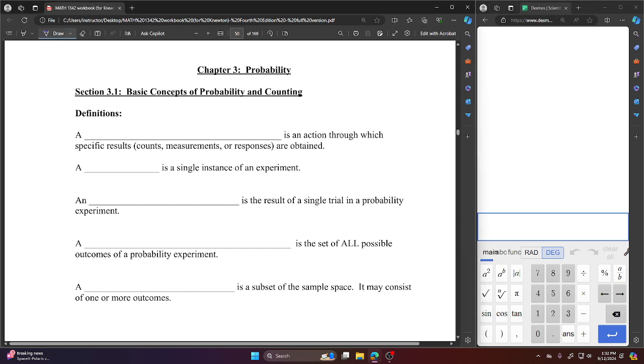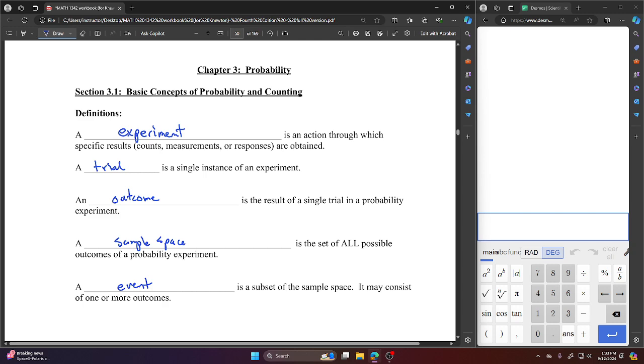We have experiment. We have trial. Oh, y'all aren't doing it. I'm doing it for you. We have outcome. Okay. I got sample space, and then I have event.